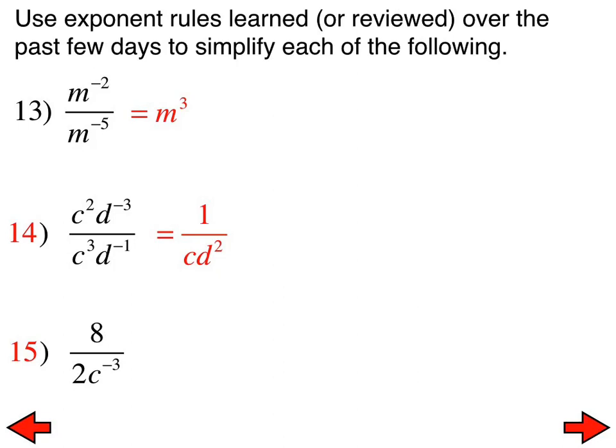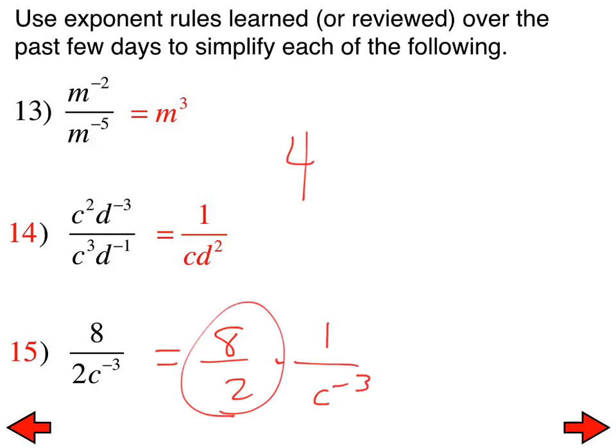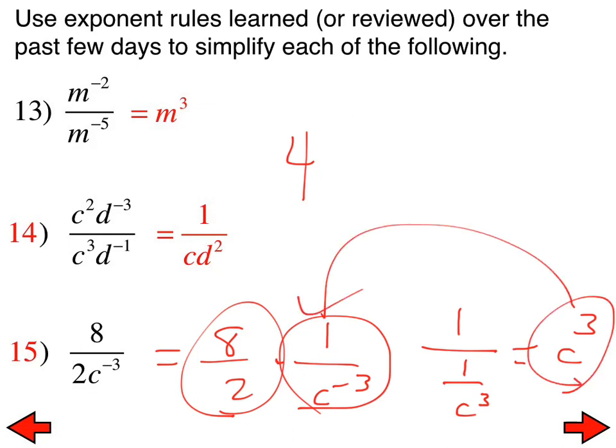Number 15, there seemed to be a little bit of discussion about this one. It's obvious what's happening with the 8 over 2, but this can be thought of as 8 over 2 times 1 over c to the negative 3. 8 over 2 is obviously 4, but the discussion was what in the world's going on here? Well, this could be thought of as 1 over c cubed. And what happens in a situation where you have 1 divided by 1 over c cubed is that part just ends up being c cubed. So we have this is equivalent to that, so we have 4 times c cubed or 4c cubed for number 15.